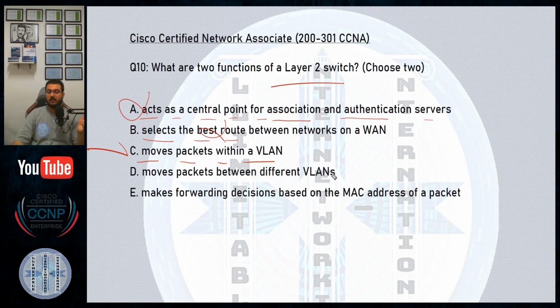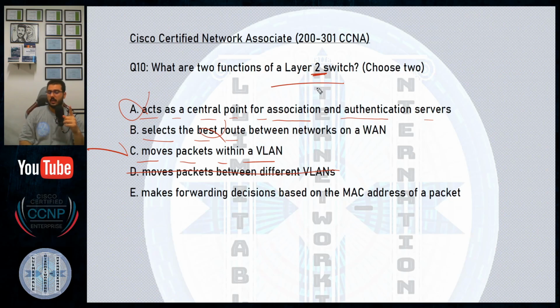Move packets between different VLANs? No, not a layer 2 device at all. It should be a layer 3 device, either a layer 3 switch, and we did that in the extra 3 videos of this course, of the CCNA complete course. We had the 3 extra videos at the end.